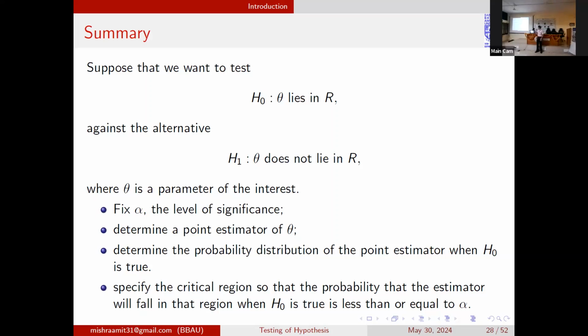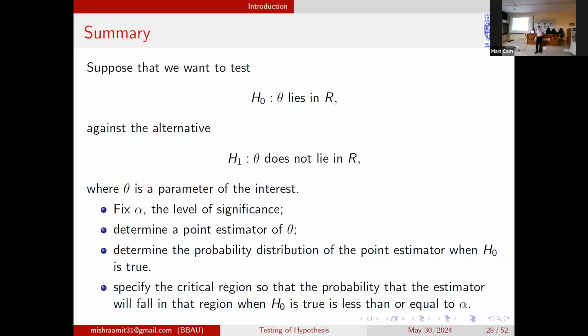So you have to fix alpha, then find a point estimator. Point estimator is a technical term. Test statistics, that function, जैसे हमने मीन टेस्ट करना था, एवरेज निकालना था, that is the point estimator. Determine the probability distribution. Why probability distribution? क्योंकि जो हमने एरिया बताया था कि 5% आएगा, वो बिना प्रोबेबिलिटी डिस्ट्रीब्यूशन के नहीं आएगा. But that is not your job, कंप्यूटर ने सब कुछ कर रखा है. Then specify the critical region.